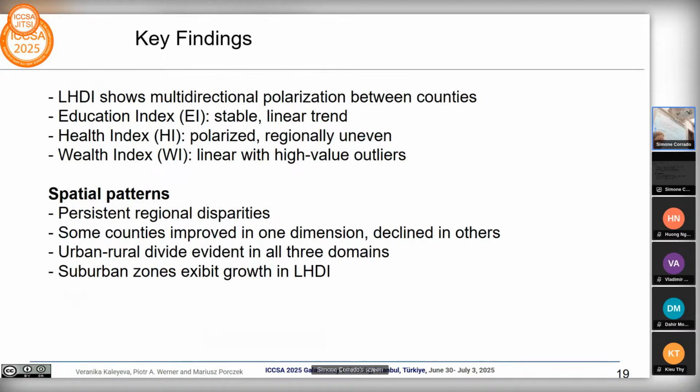And the wealth index follows a nearly linear trend, but with distinct outliers. Some counties with very high wealth levels emerged as hotspots. And in general, the study does not indicate a clear crisis-related downturn.